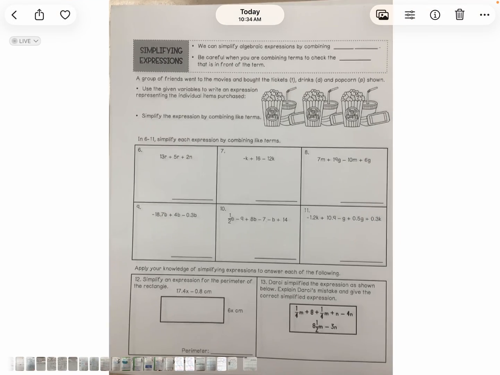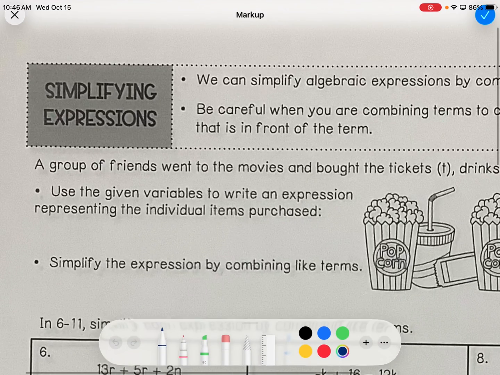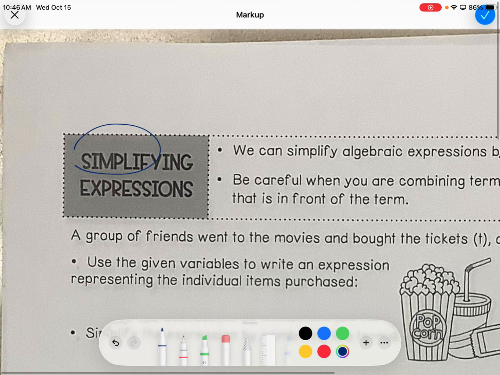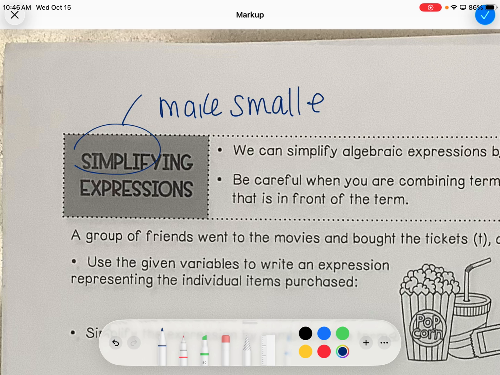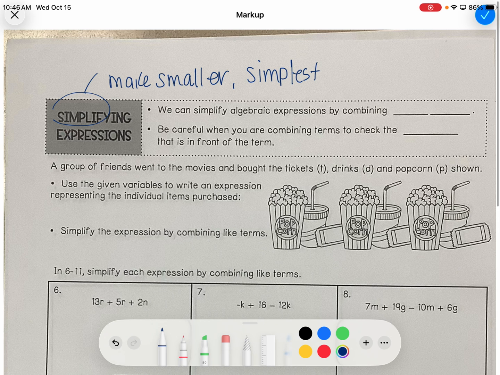So back here, we're going to talk about like terms. So what does it mean to simplify? Make small. Make smaller. Make it the simplest. Yeah, keep things simple, right? So what simplifying expressions looks like is getting a really long train into a more condensed version of that train.